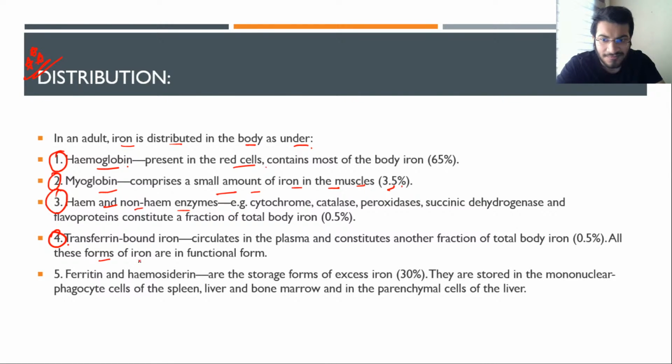All these forms of iron are in functional form. Ferritin and hemosiderin are the storage forms of excess iron, 30%. They are stored in the mononuclear phagocyte cells of the spleen, liver, bone marrow, and in the parenchymal cells of the liver.